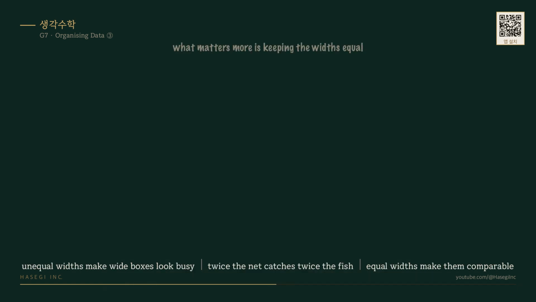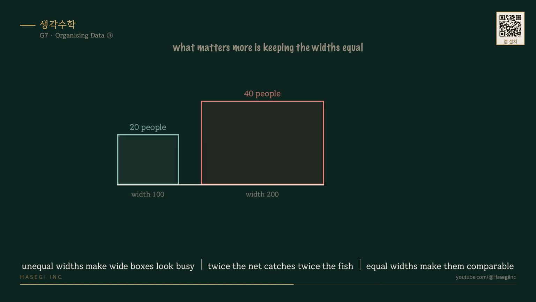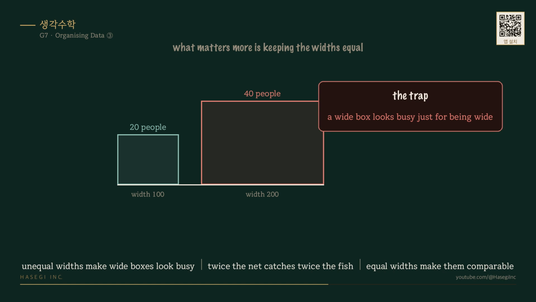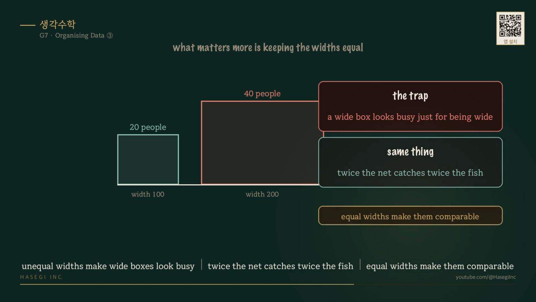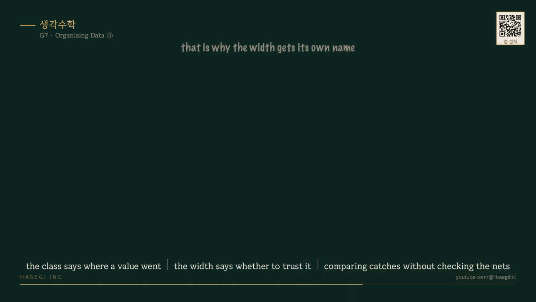More important still is keeping the widths equal. If one box spans 10 and another spans 20, the wider box looks busier purely for being wider. Catching twice the fish in twice the net does not mean the fish were thicker there. Only equal widths let you set the frequencies side by side. That is why the class width has a name of its own.